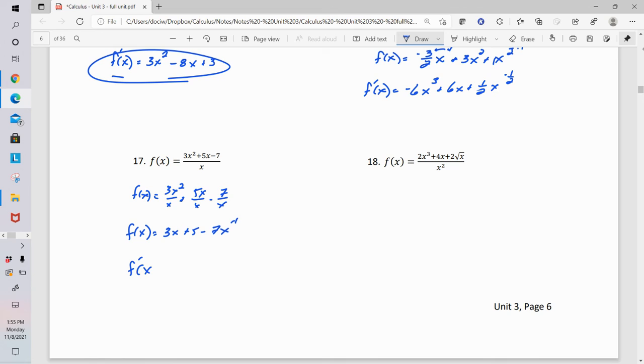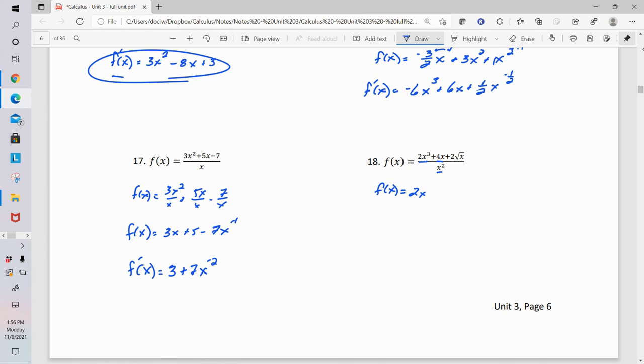And then now I'm going to take the derivative. The derivative of 3x is 3. 5 is a constant, so its derivative is 0. And the derivative of negative 7x to the negative 1 is positive 7x to the negative second. And as far as I'm concerned, you're okay leaving x to the negative second as that is.